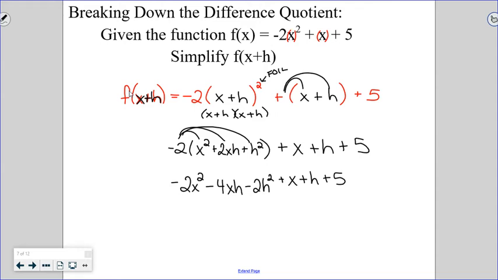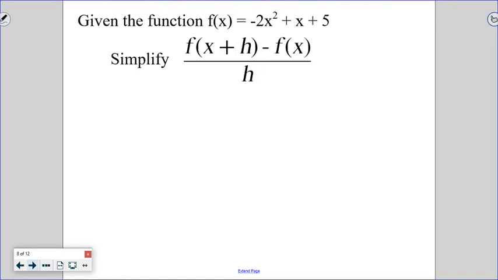I'm gonna switch pages, but you guys should all have that on your page right now, right? What you just did was the first part of this, so now we're going to do the full-blown thing. I'm giving you the same function at the top, okay? So what we're going to do is evaluate it at x plus h minus evaluate it at x. So we will do that function one time, minus do the function a second time. This will be our evaluating at x. This will be our evaluating at x plus h.